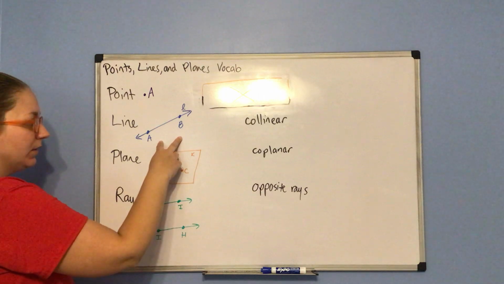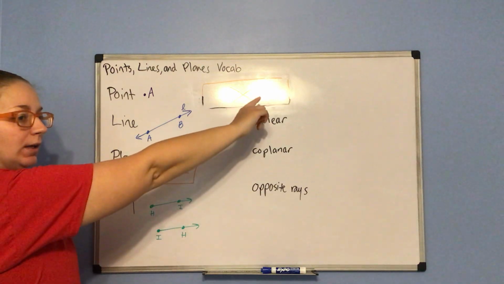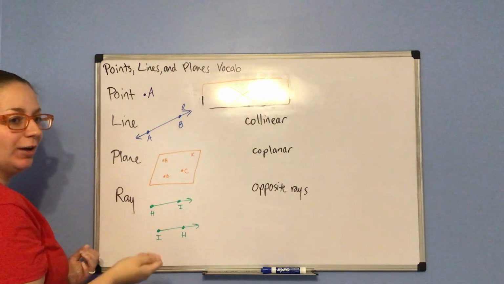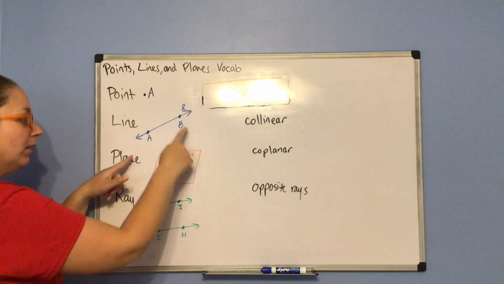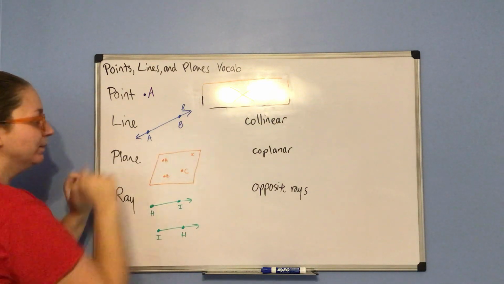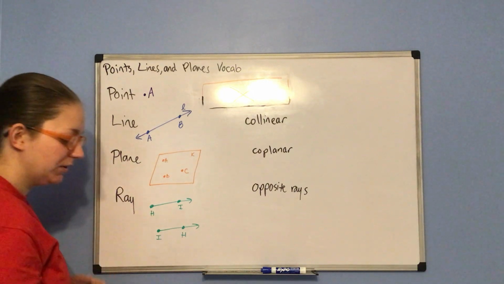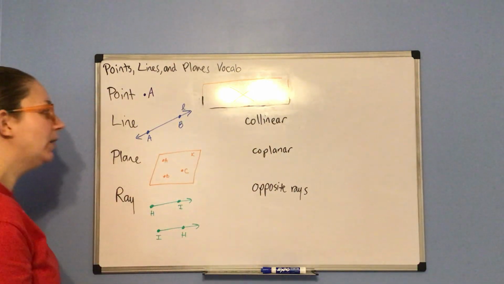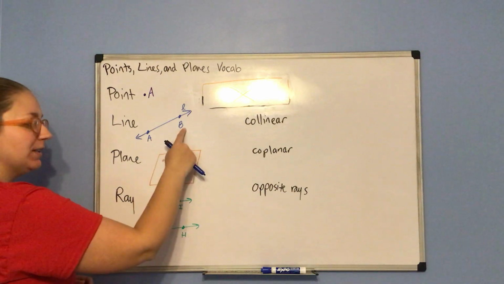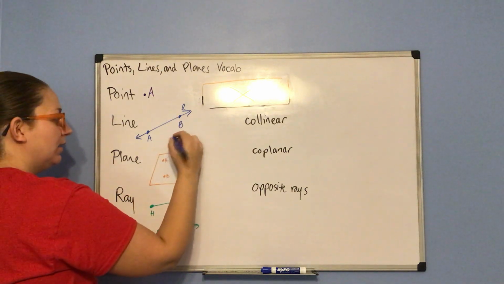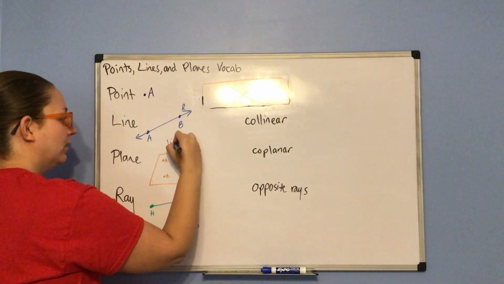A line looks like this. It goes on forever and ever on both ends, but we can't draw a line that's going on forever and ever, so we use arrowheads on the ends. We can name our lines a couple of different ways. One way is to find 2 points on that line and say that this line is called line AB.